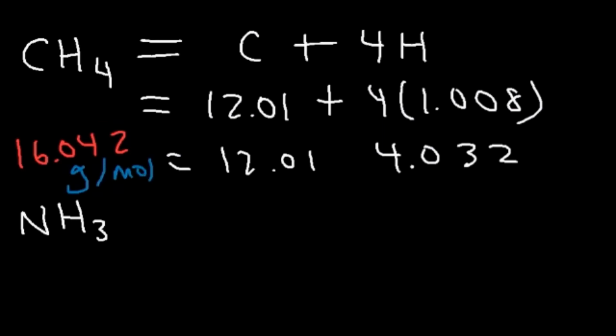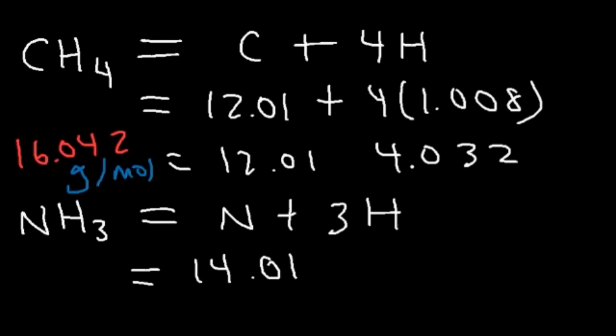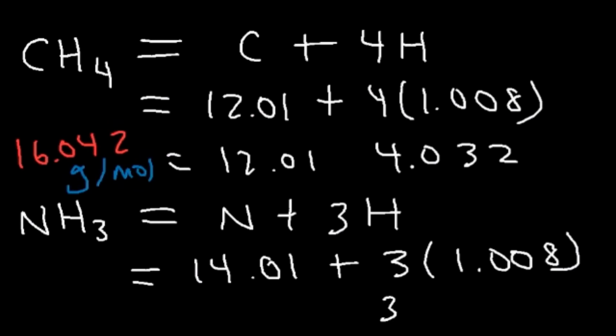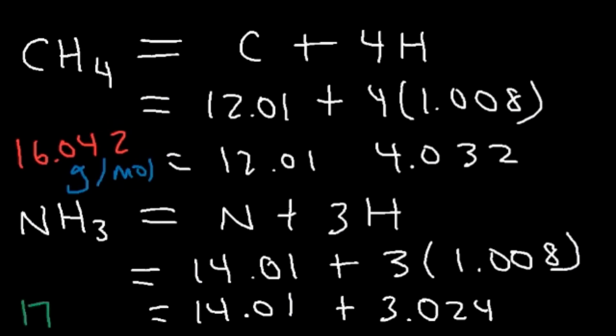Now let's do the same for ammonia, NH3. So we have 1 nitrogen atom and 3 hydrogen atoms. Nitrogen has an atomic mass of 14.01, and for hydrogen we already know that it's 1.008. So 3 times 1.008 should give you 3.024. And then if we add 14.01 to that, you should get the molar mass for ammonia, and that's about 17.034. So you can also call it the molecular weight.